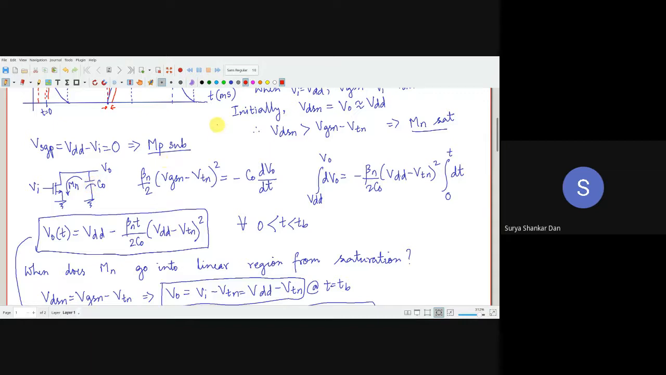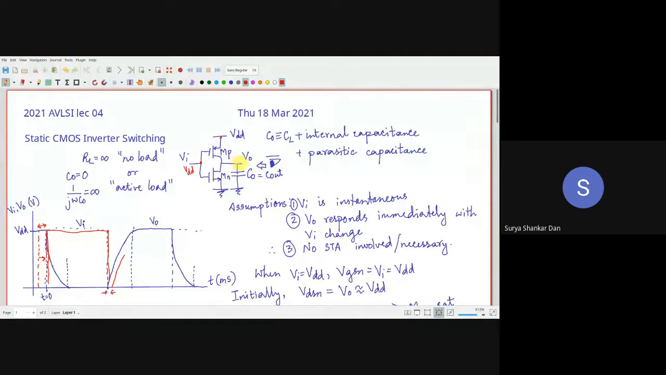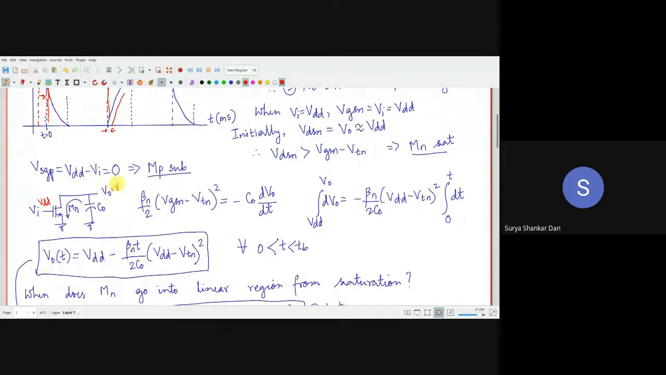Now, notice that initially VI is equal to VDD. So this is VDD here. What is the value of VGSN? VGSN is going to be VDD always. But what is the value of VDSN? Notice that the output was initially how much? VDD, right? So VO is essentially going from VDD to 0. Initially VO was VDD, and VI is always VDD during the entire switching. So what is the value of VDSN?